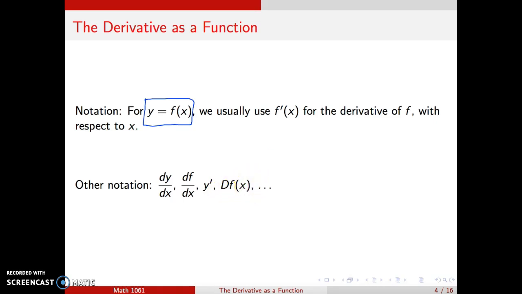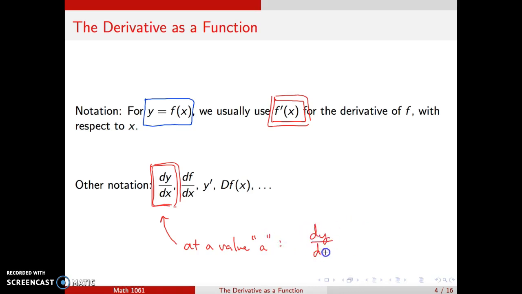Your two common notations are going to be this one and that one. This one here is often called the Leibniz notation. This one, if it's at a value a, we'd write it like this: dy dx with a big vertical line to specify that it's where x equals a.